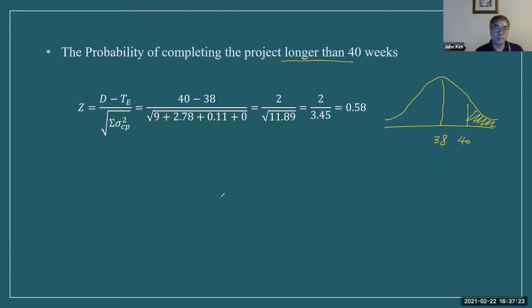Anyway, we need the Z score on the 40 weeks boundary. Z equals the desired completion time 40 minus 38, the mean expected time, divided by the square root of the sum of variances only on the critical path, equals 2 divided by the square root of 11.89, that is 2 divided by 3.45. This is the Z score here. From the mean, the right side is positive.